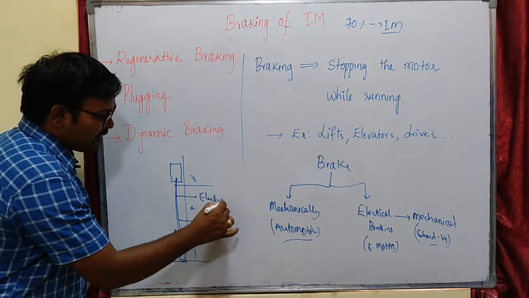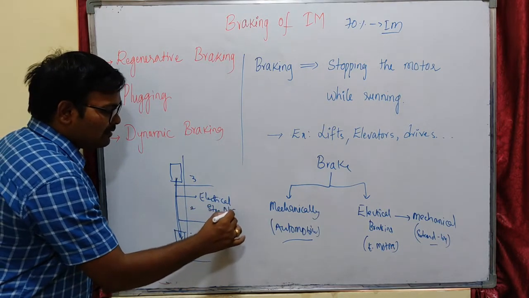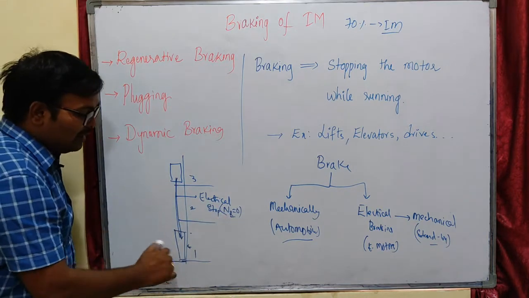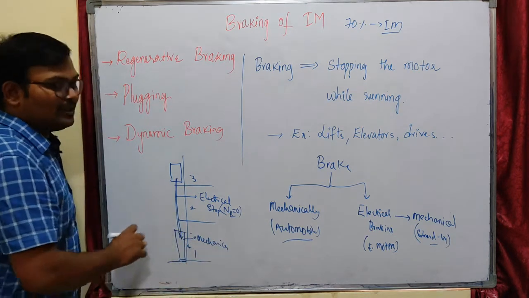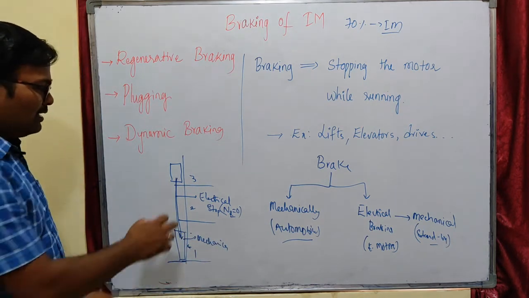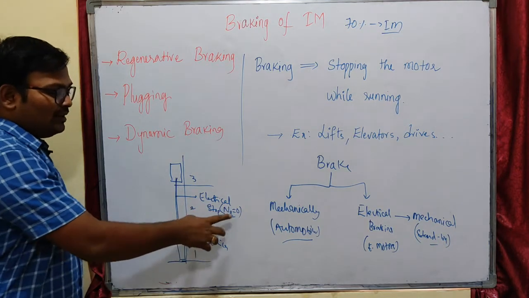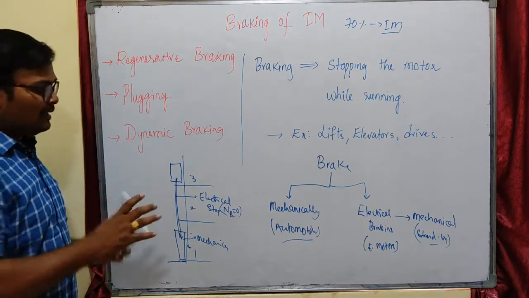First, electrical braking will stop the motor speed. That means electrical braking will make the motor speed 0. Then after that, mechanical braking will be applied to hold the machine. So this is the application of electrical and mechanical brakes. First, electrical braking will make the speed of the rotor shaft equal to 0, and then our mechanical brakes will be applied to hold the lift at the exact position.